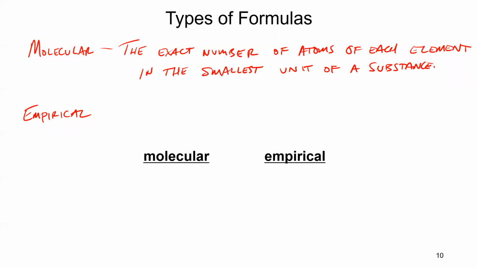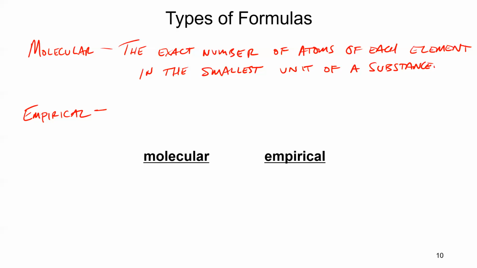The smallest possible unit of a substance, we're going to give exactly the number of atoms of each element in that unit, right? So if we talk about 1 molecule of water, of course we're going to write H2O. If we talk about 1 molecule of glucose, it's going to be C6H12O6, right? And so this gives us the exact number of atoms of each element in that unit, right?